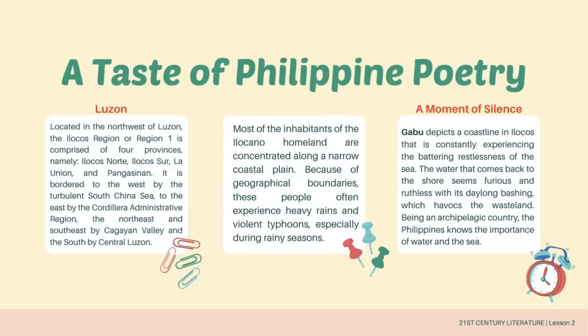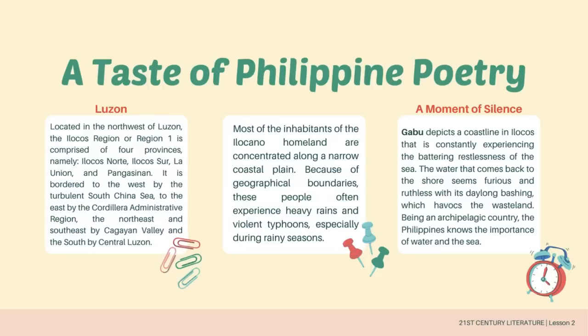Most of the inhabitants of the Ilocano homeland are concentrated along a narrow coastal plain. Because of geographical boundaries, these people often experience heavy rains and violent typhoons, especially during rainy seasons. We all know that. A moment of silence.